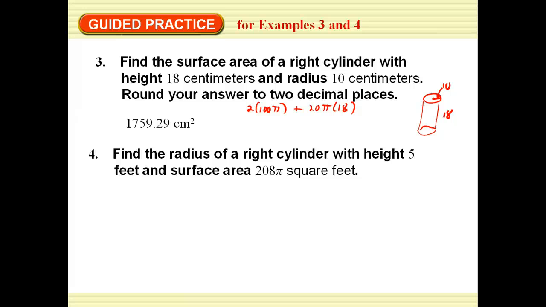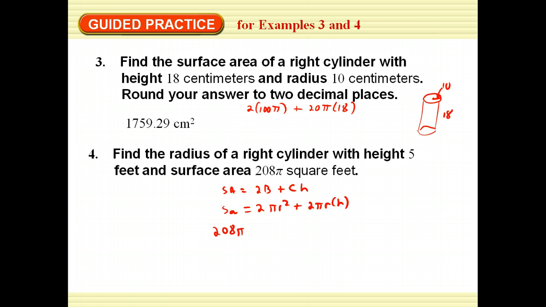Find the radius of a right cylinder with a height of 5 feet and a surface area of 208 pi. Remember, I'm going to use my twice base. My surface area is equal to twice the base plus the circumference times the height. So in this case, this is 2 times pi r squared, and that's plus 2 pi r times h. Now, let's plug in what we know.